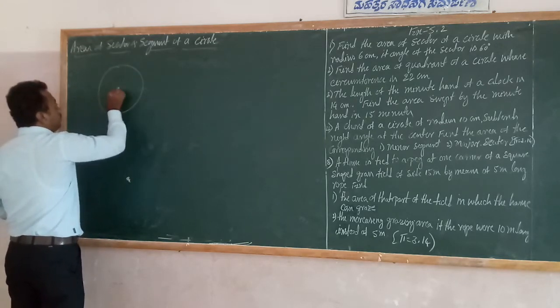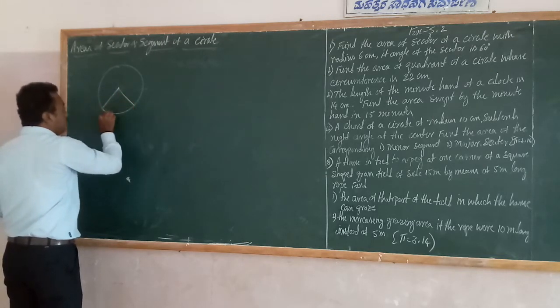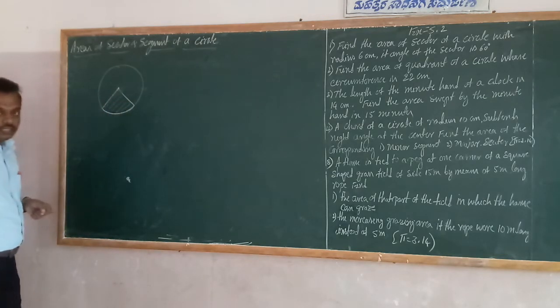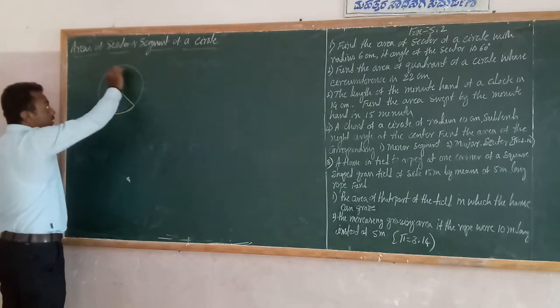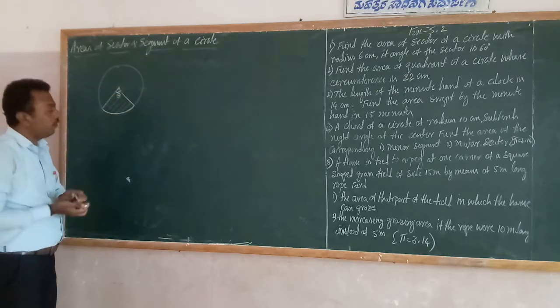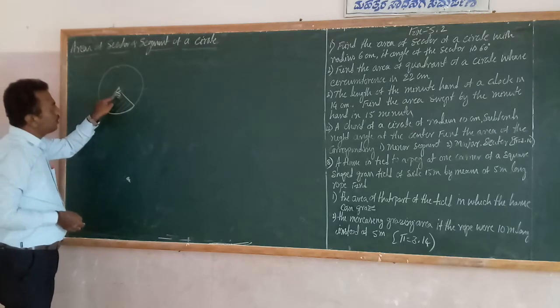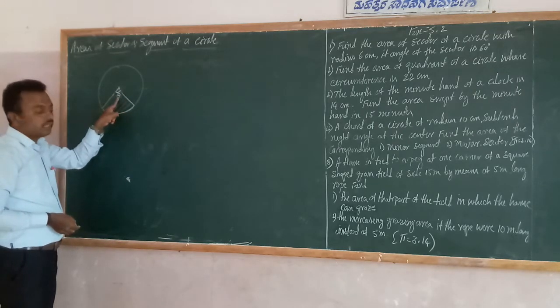This is the sector, meaning the area bounded by two radii and the arc. This is called the sector of a circle. This area is the minor sector, and this is the major sector. This angle is theta. Theta is nothing but the angle. Keep it in your mind. For example, this angle can be 60 degrees, 120 degrees, 190 degrees, something. That is called theta.